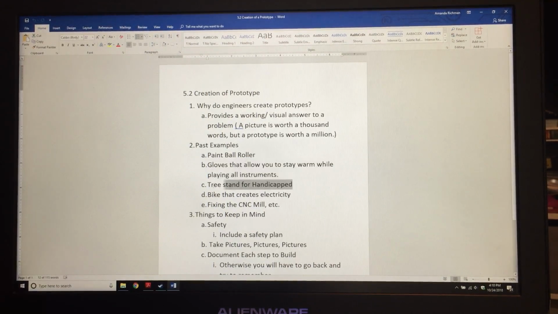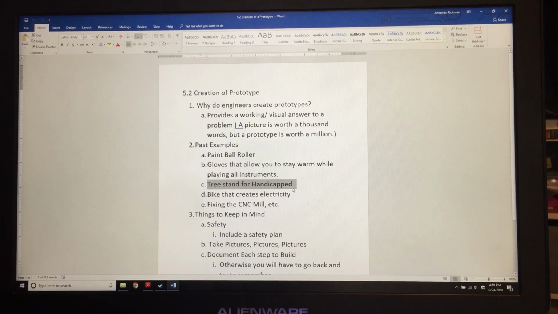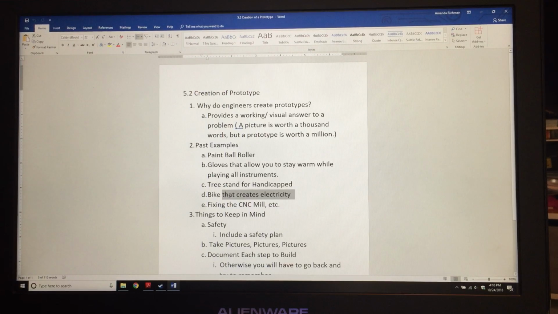A tree stand for handicapped individuals. If you are wheelchair bound, it's difficult to get up into a tree stand, so they developed a tree stand that would lift the individual up to the appropriate height. A bike that creates electricity, so that the pedal power would power the gym around it. The idea was a gym powered fully by exercise equipment.